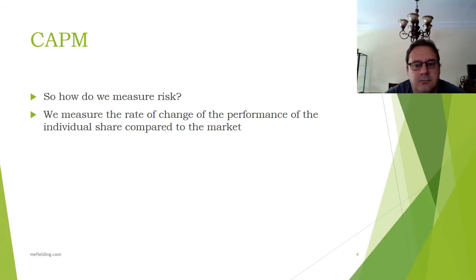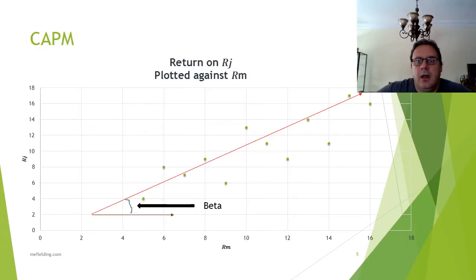So, just to recap, we measure the rate of change of the performance of the individual share compared to the market. Let me show you how we do that. Okay, there are slightly different ways of doing this, but the basic technology is the same. When you look into some textbooks, you might see a little bit of changes compared to this. But this is the basic way that this is done.